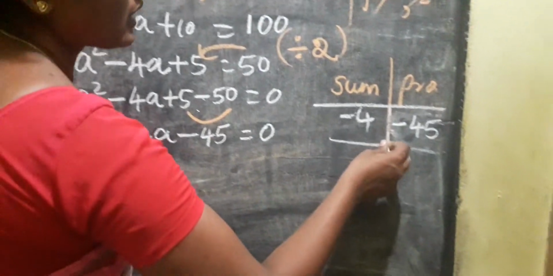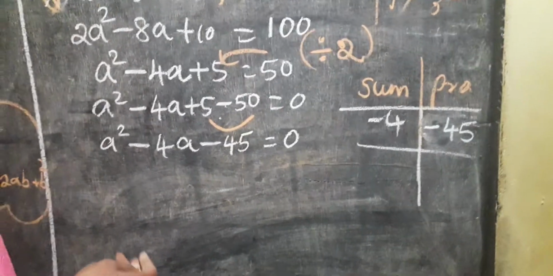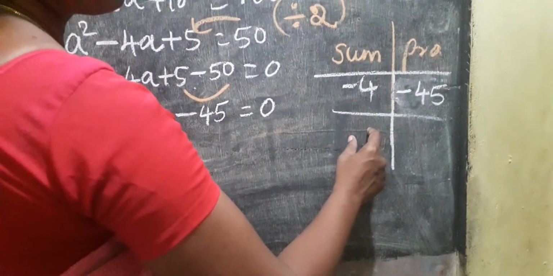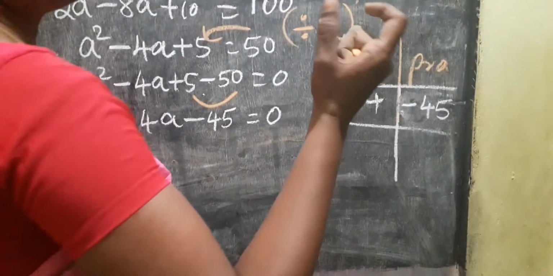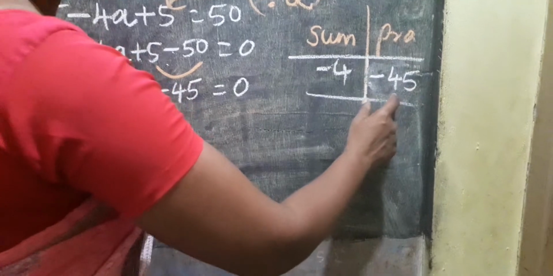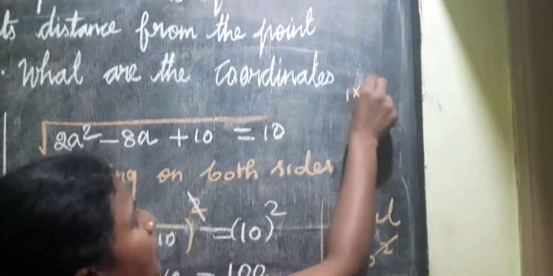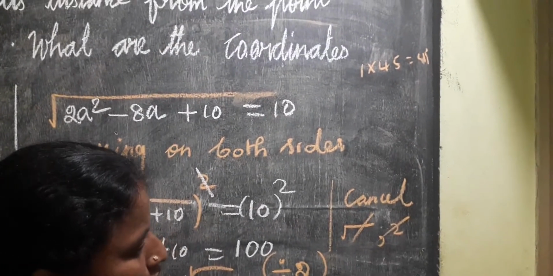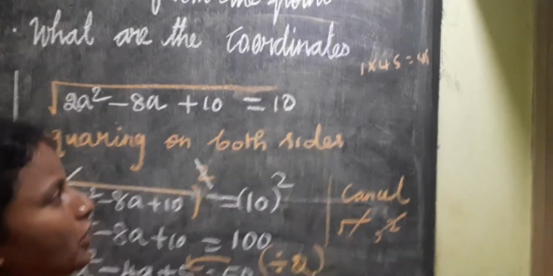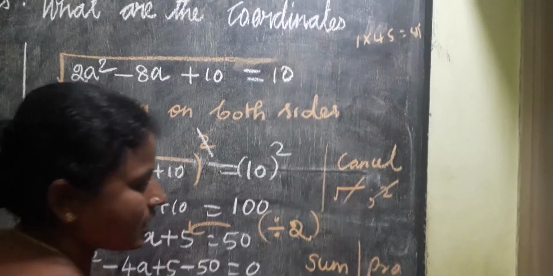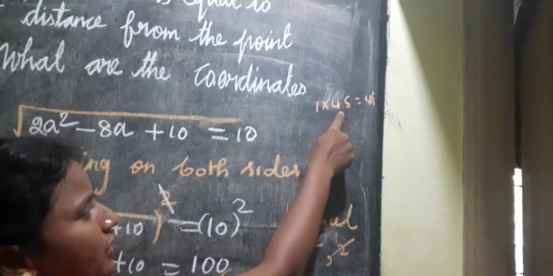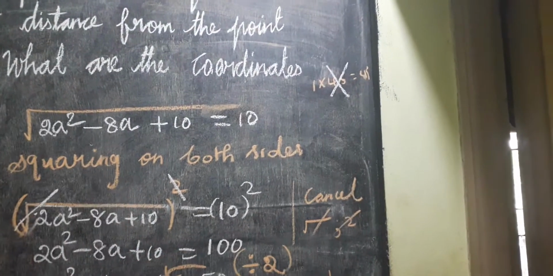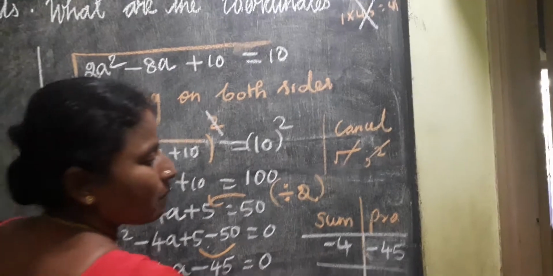Now we have to select the table. If you select the table, you get these values. For example, 1 × 45 = 45. If you multiply the two numbers, you get this value. At the same table, if you add 1 plus 45, do you get −4? No. So you don't select that table. Clear?